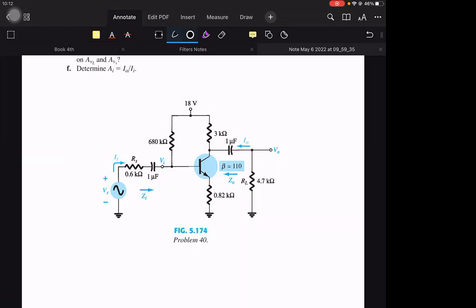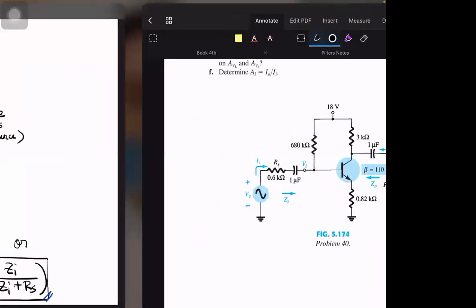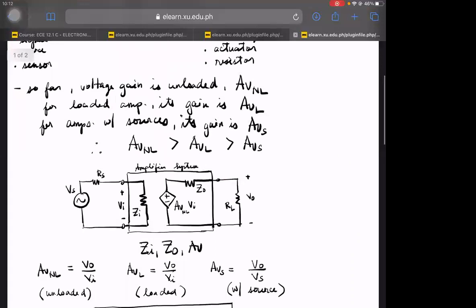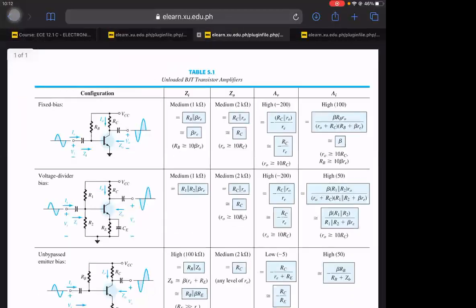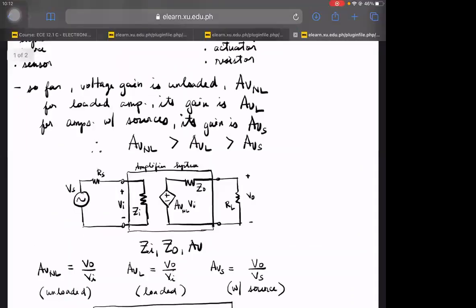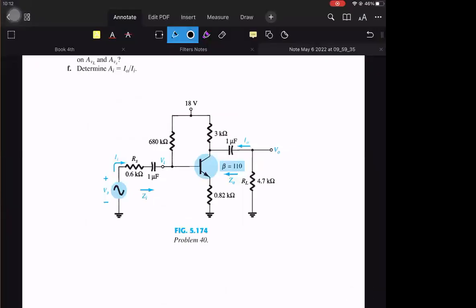Let me prepare a separate screen on my other device. Alt-tab. The idea is that we should have these ready, this one and that one. So first off, we're going to solve for IB. Okay, the formulas are ready.